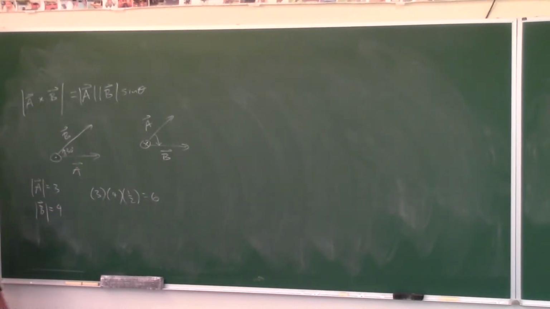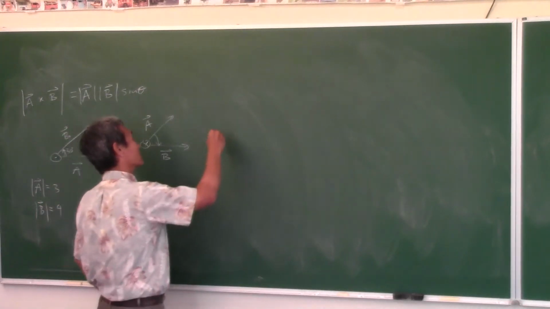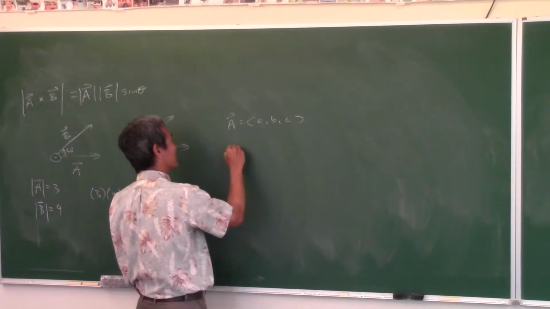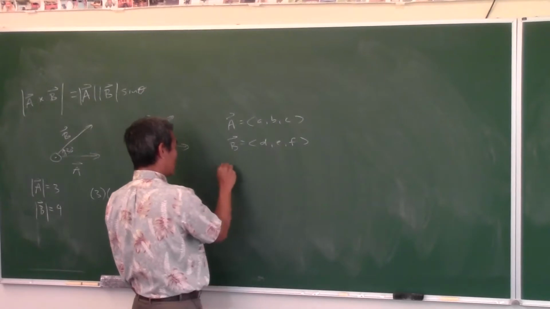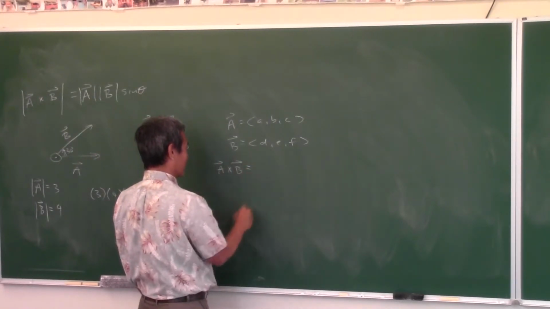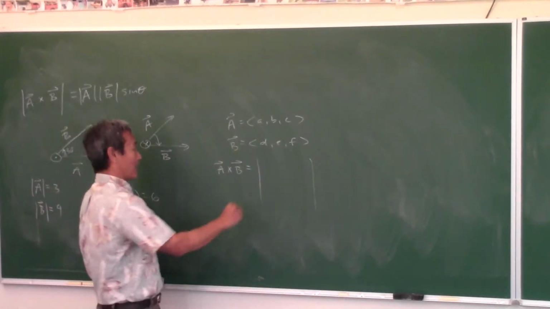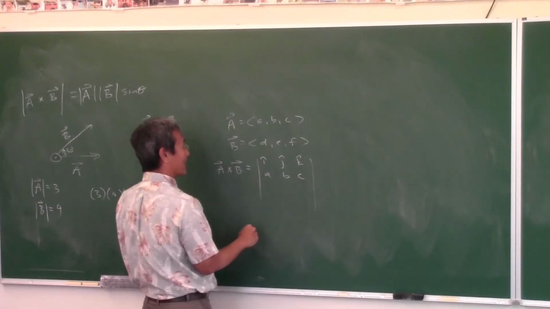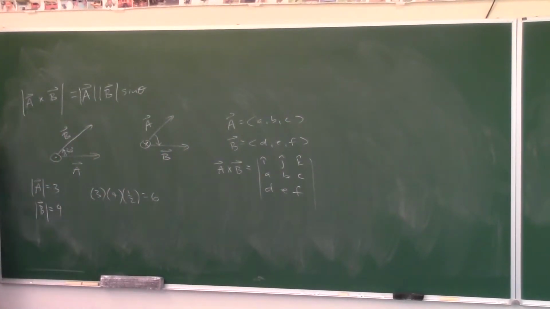But this is all dealing with pictures. How do you compute the cross product if you're just given the component form? Here's a theorem. If vector A is (a, b, c), these are the x, y, and z components, and vector B is (d, e, f), then to compute the cross product, you compute a 3x3 determinant. I, J, K across the top. You put the components of the first vector there, then the components of the second vector there, and that determinant will give you the cross product.